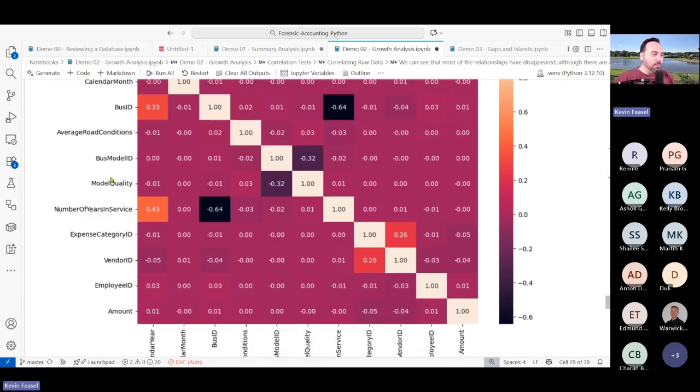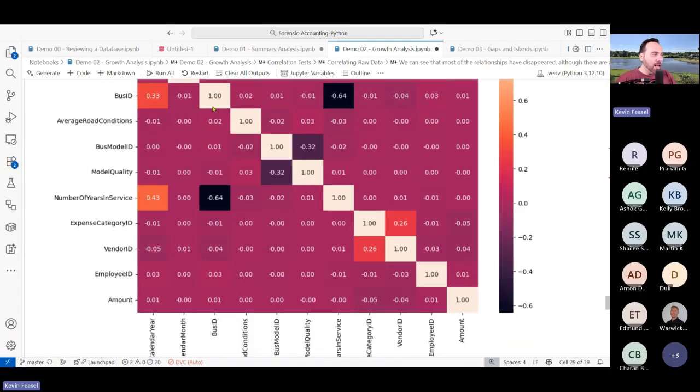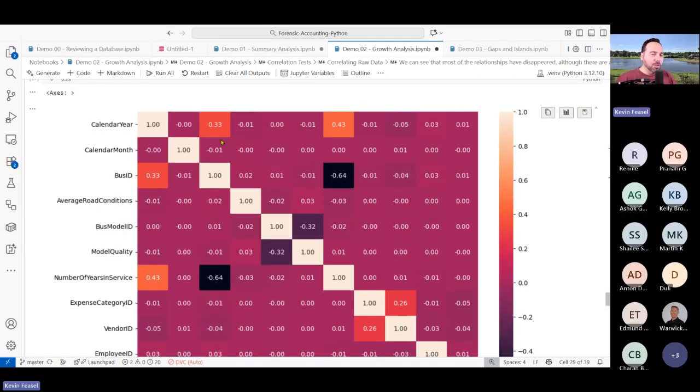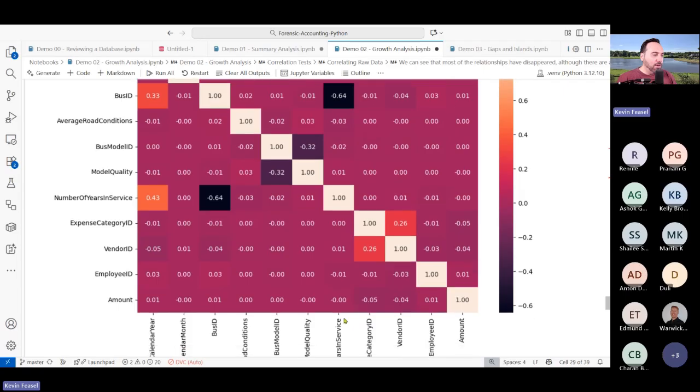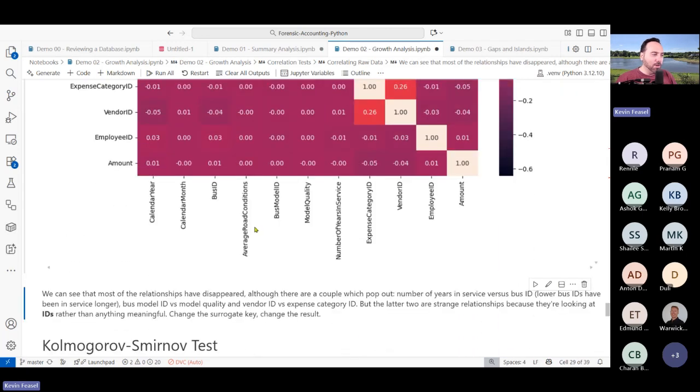There are a few things, like bus ID and number of years in service, which have a strong negative correlation. That makes intuitive sense because bus ID is an auto-incrementing number, so the older buses are going to have lower numbers. There's nothing special to that. Calendar year and bus ID, similar story. Calendar year and years in service, similar story. So there's not a lot. Most of these are near zero. There's actually not a lot of correlation in this data.